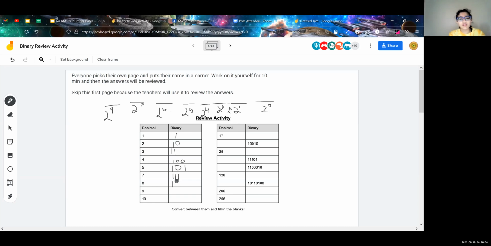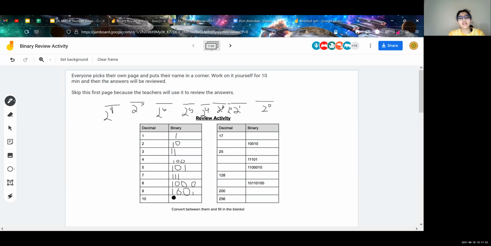And then there's nothing remaining after that, so we put the rest of the numbers as 0. So 1, 0, 0, 0. And then 9 has the greatest power of 2 that fits into it, which is 2 to the power of 3. And now we have a 1 remaining when we subtract 2 to the power of 3 from that. So we put a 1 in the 2 to the power of 0's place. And we get 1, 0, 0, 1.